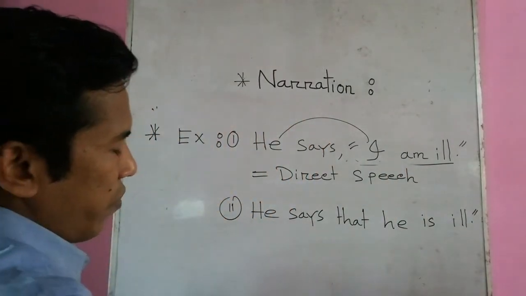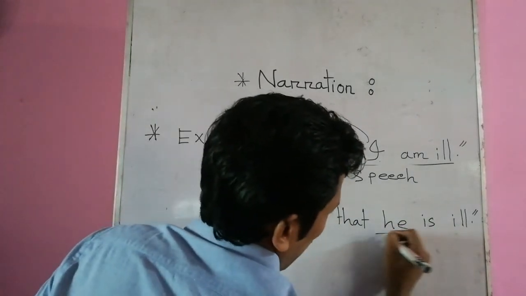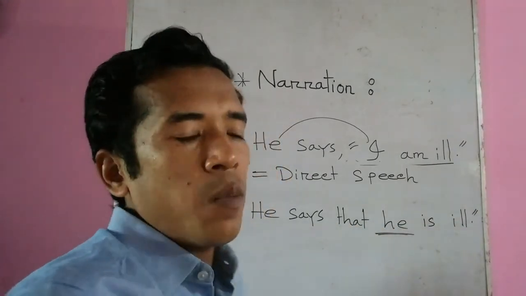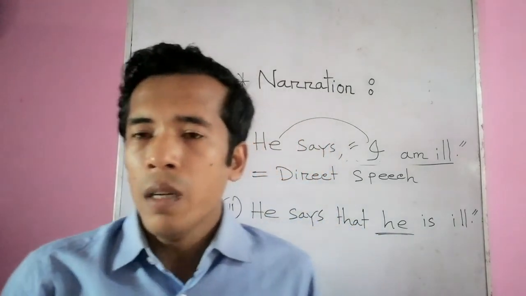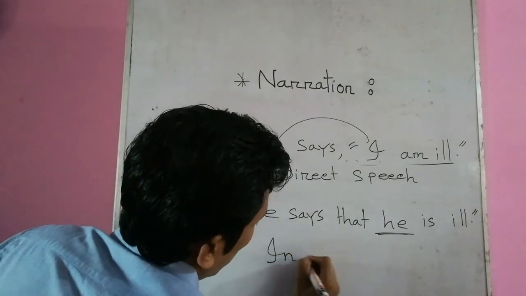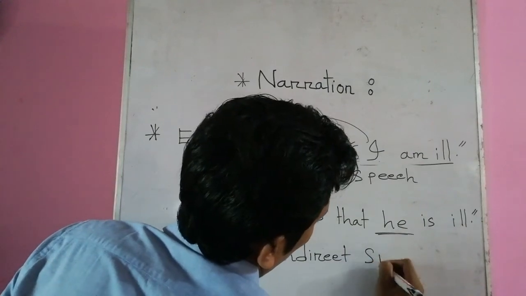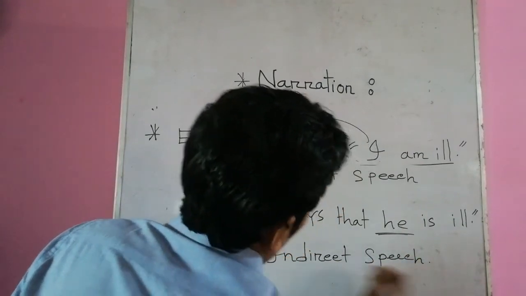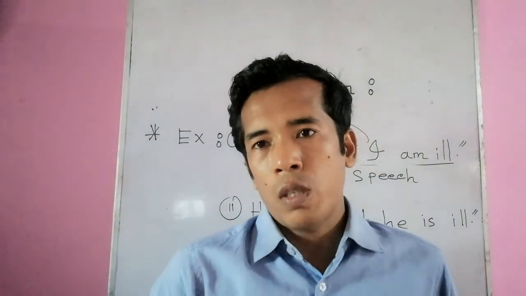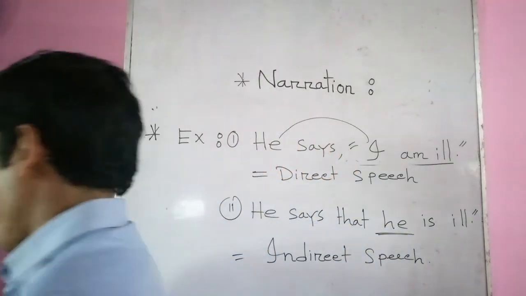Look at the second example given for you: he says that he is ill. He is ill is not the speech of the speaker; someone else may tell it, and that's why we call it indirect speech. I hope you now have a clear idea about direct speech and indirect speech.